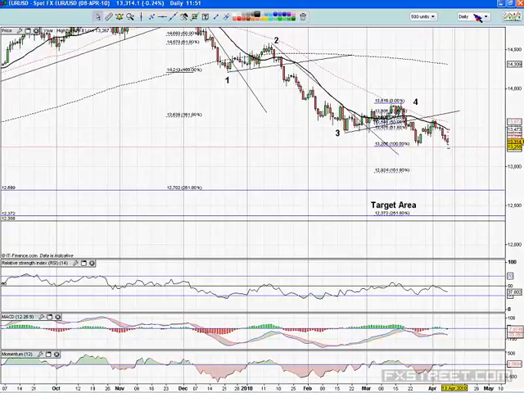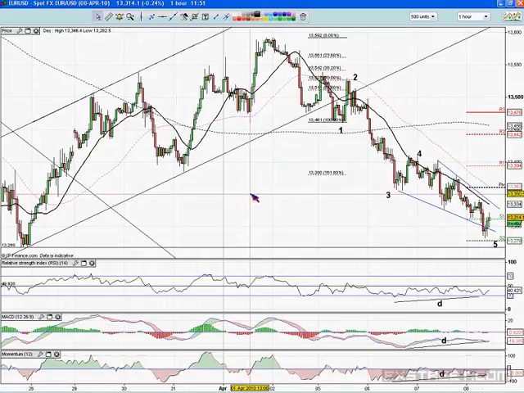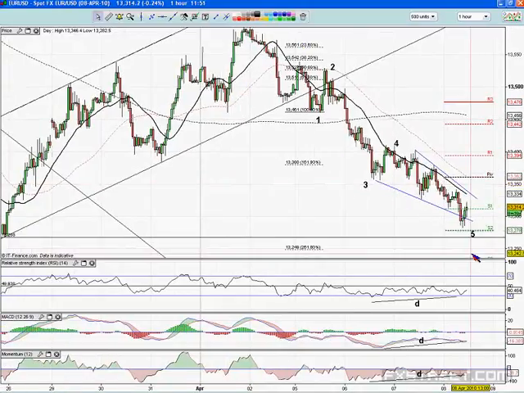You really got to break the low here. If you break it down into the hourly chart, I can't see that happening today. Okay, I've got wave 1, wave 2, wave 3, wave 4. I've got wave 5 that looks like it's finishing in a wedge.